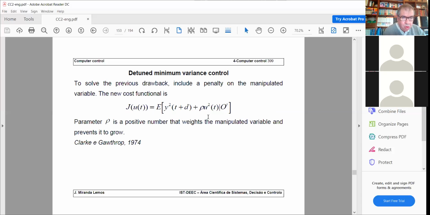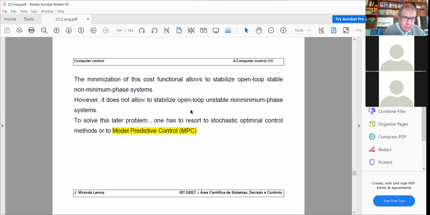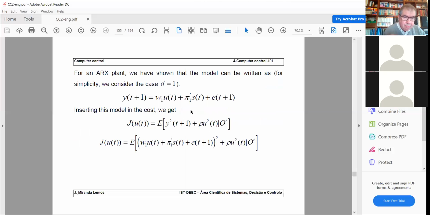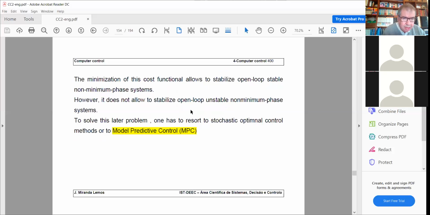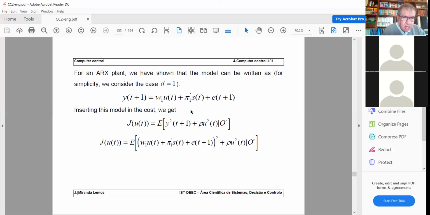And how can we solve this? Let me give you one idea, and you see here predictive control. I will mention this in a moment. Later we can do some exercises, and you can look at solved exercises in previous tests. You have several examples.